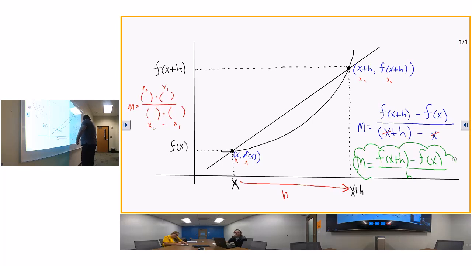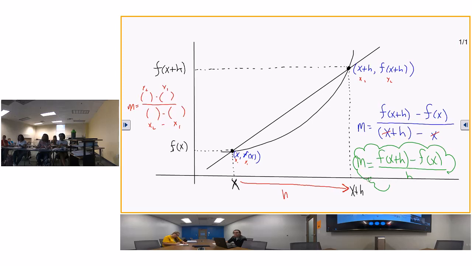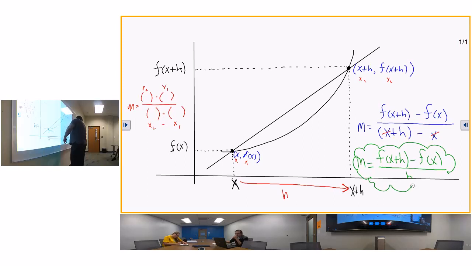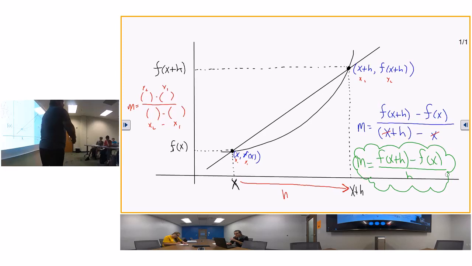And somebody tell me what that is. That's different. Yes, but what is it? It's the formula. It's just a slope. That's all it is, it's a slope.